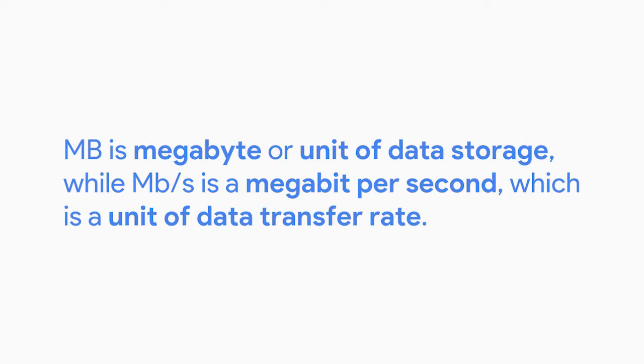These are actually different units. MB is megabyte, or a unit of data storage, while capital M, lowercase b, /s is a megabit per second, which is a unit of data transfer rate.